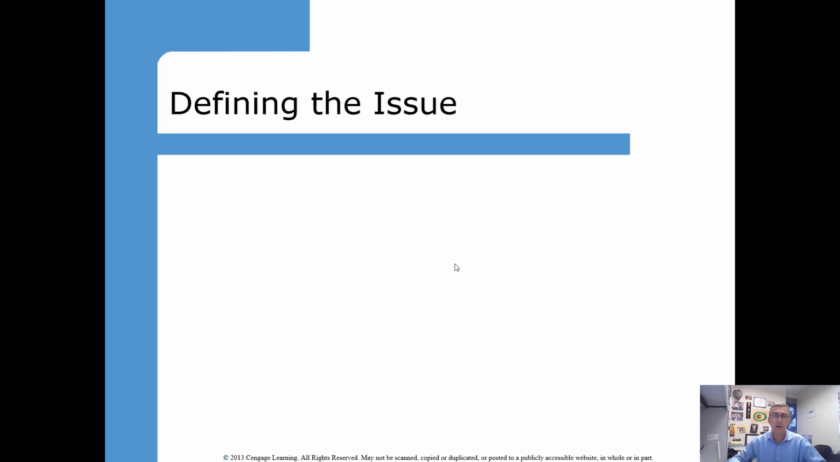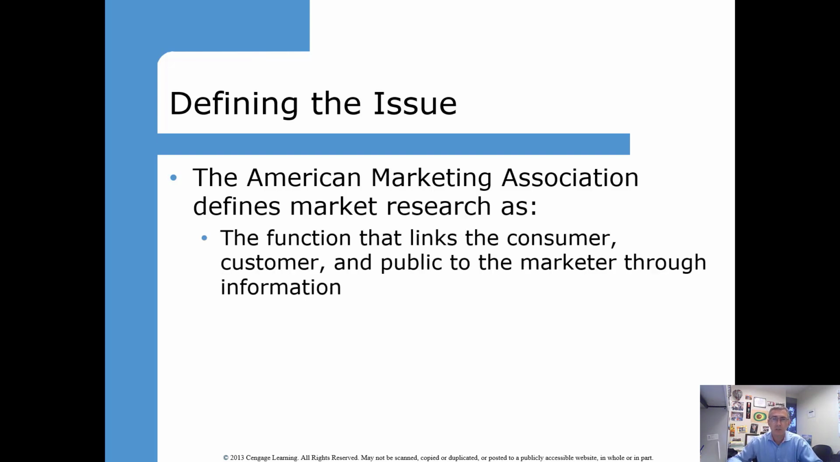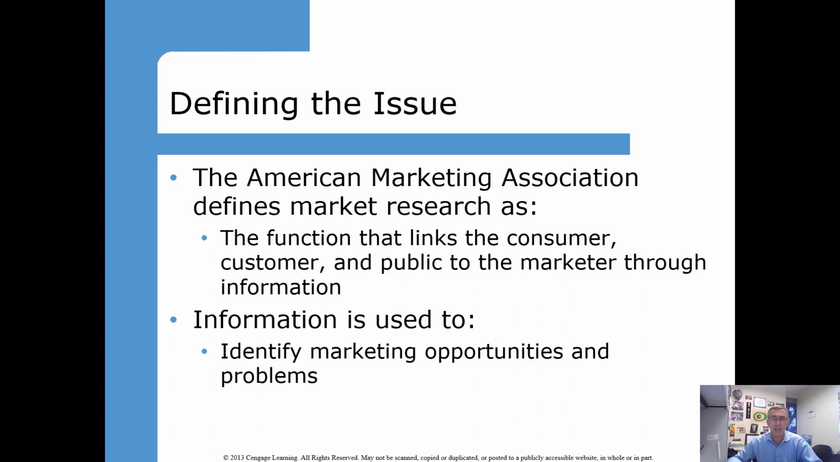Now, defining the issue for this chapter. The AMA, the American Marketing Association, defines market research as the function that links the consumer, customer, and public to marketers through information. That's a really broad definition, but it's the one from the AMA that defines the issue of what marketing is. Notice, through information. Information is used to identify marketing opportunities and problems.